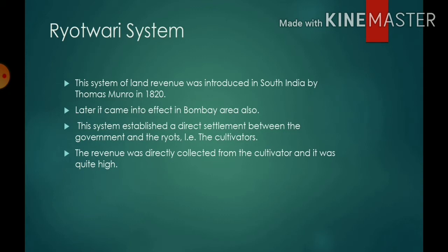This system established a direct settlement between the government and the Ryot. Ryot means the cultivator. There was a direct settlement between the government and the peasant, those who cultivate the land. The revenue was directly collected from the cultivator, and it was quite high.